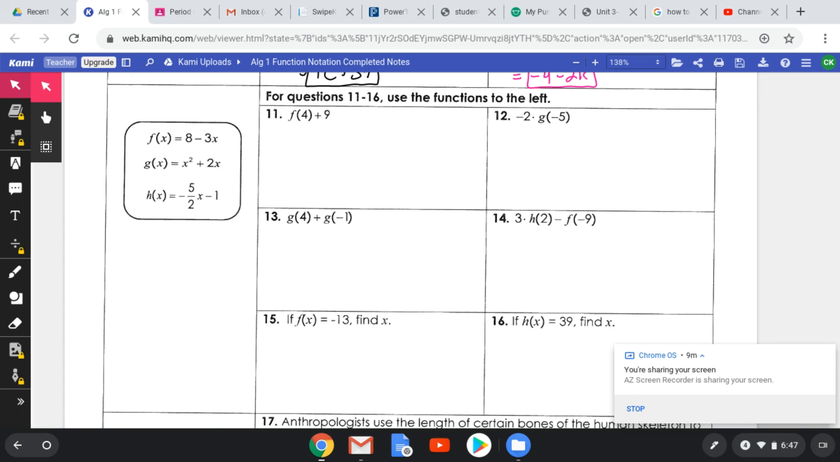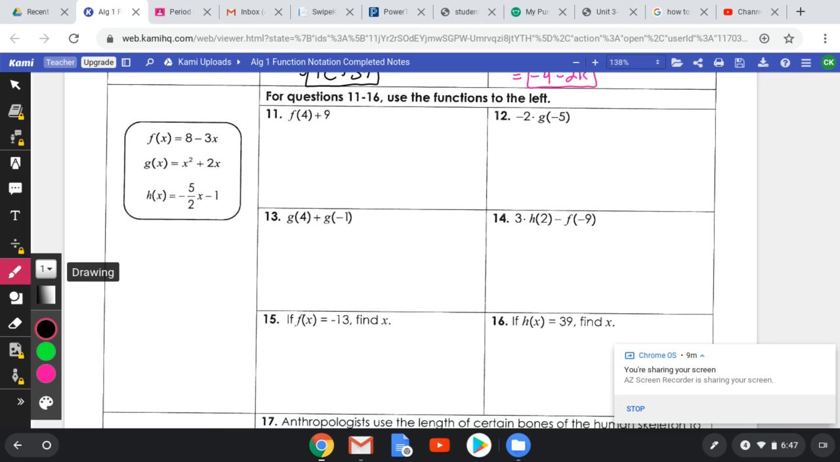Number 11 says f of 4 plus 9. So you're taking us part by part here. Let's look at the f of 4. F of 4 says this. You're going to take the function f of x, so you're going to use this 8 minus 3x, and plug in 4 everywhere I see an x. So I'm going to have 8 minus 3 times 4.